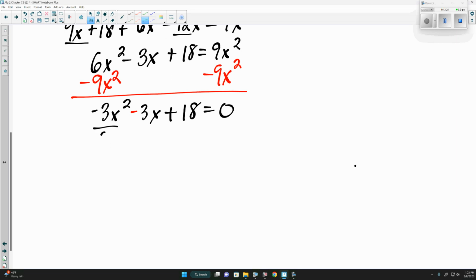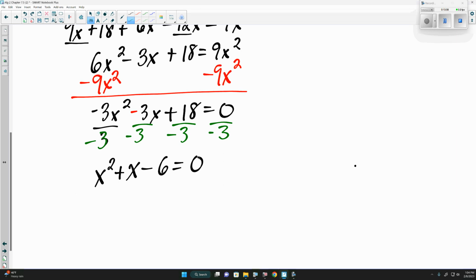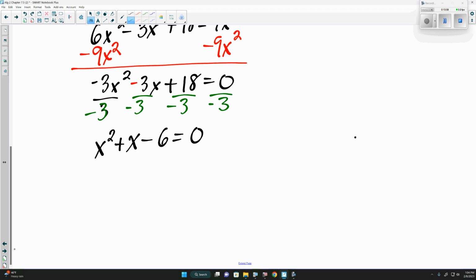Yes, we can divide everything by 3. And especially if we're factoring, it's nice to have the x squared positive, yes? So we can divide it not only by 3, but by negative 3. Because negative 3x squared divided by negative 3 is going to be positive x squared. Negative 3x divided by negative 3 is going to be positive x. And 18 divided by negative 3 is negative 6. And it's going to be a little bit easier to factor x squared plus x minus 6 than it is to factor negative 3x squared minus 3x plus 18.